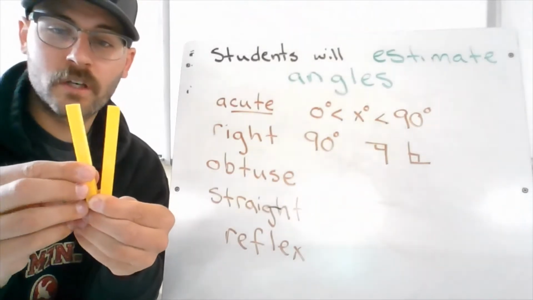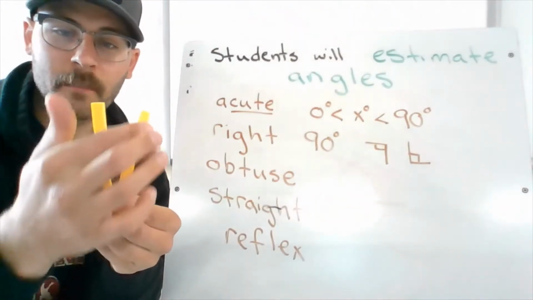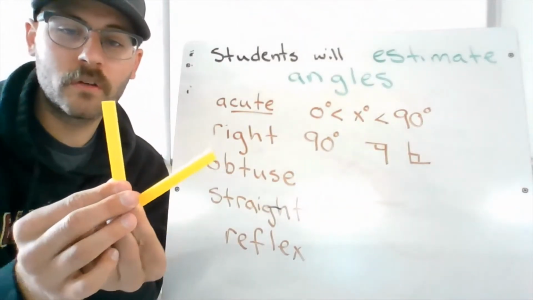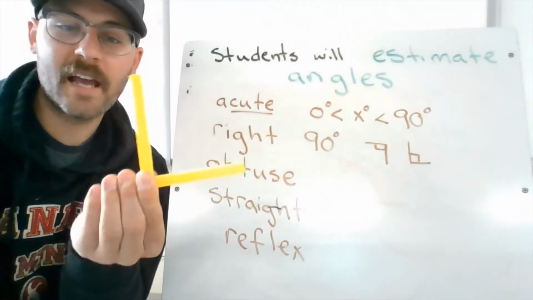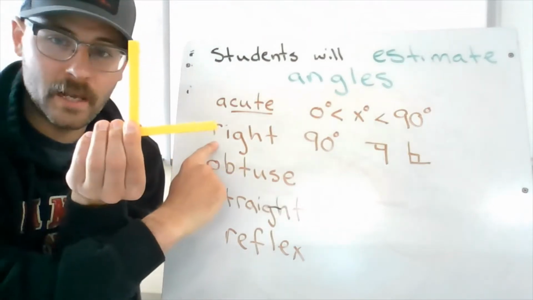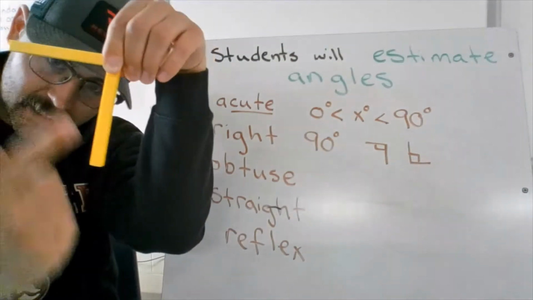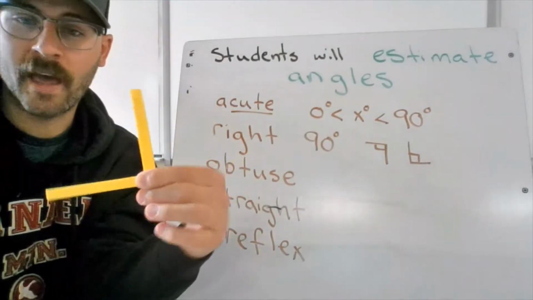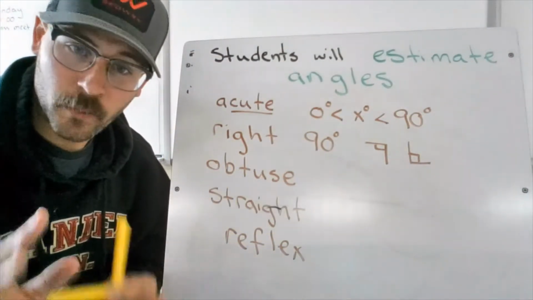And it goes, these are acute, acute, acute. See this angle I'm making between them? Acute, acute, acute. When it hits a perfect L, it becomes a right. Doesn't matter if I turn it this way, that's still a right angle, or this way or that way. As long as it's an L, it's a right.